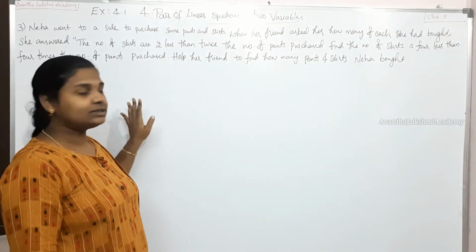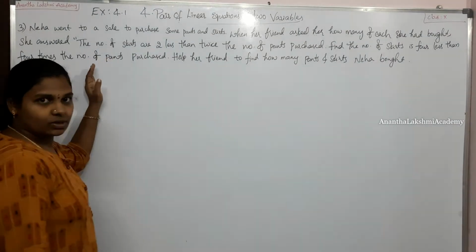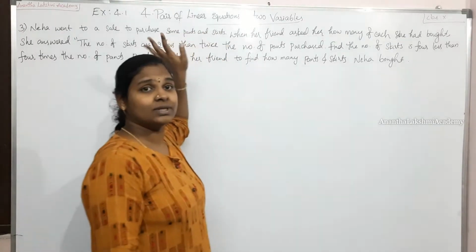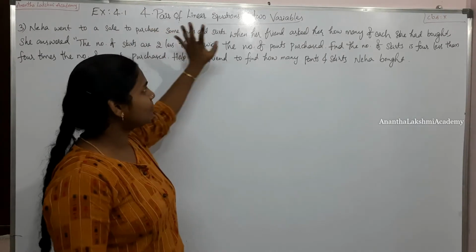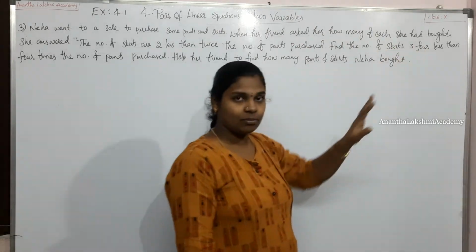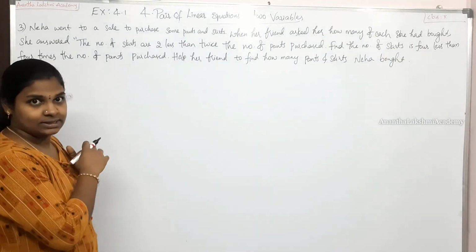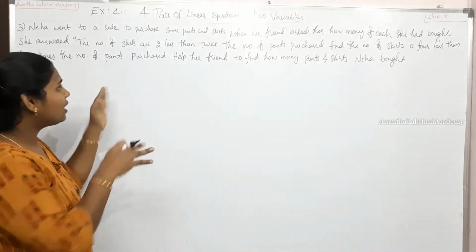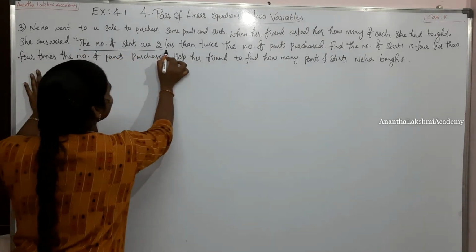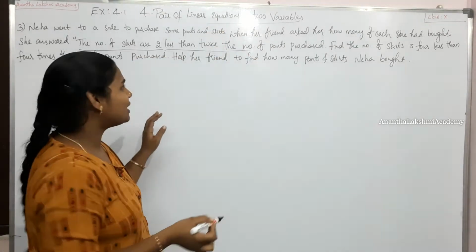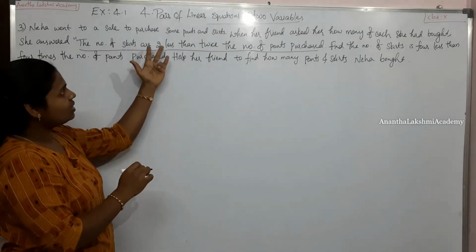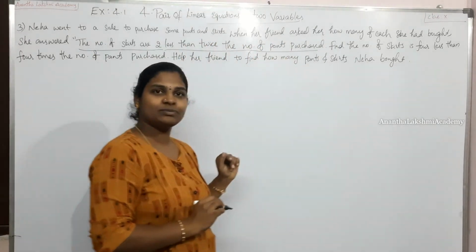So here we have the third problem written on the board. Let me read out the problem for you. Neha went to a sale to purchase some pants and skirts. Her friend asked her how many of each she had bought. Now look at the answer she gave. She answered in such a way that we would solve this problem in a fourth chapter. How did she answer? The number of skirts is 2 less than twice the number of pants purchased.